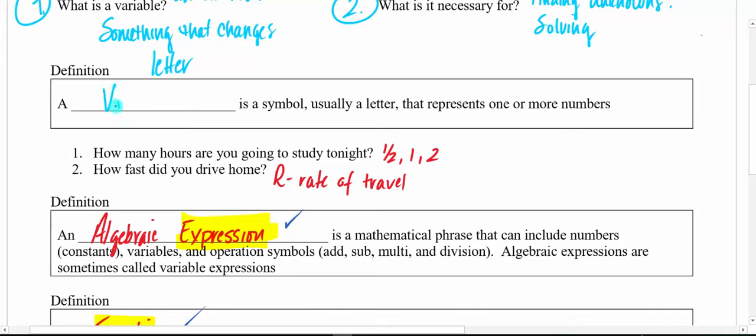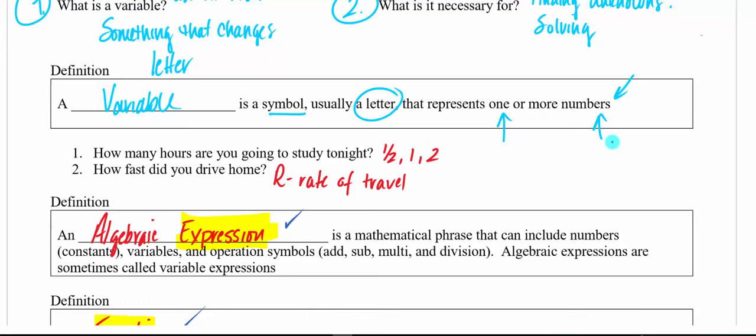So it says that a variable is a symbol, usually a letter, we said that hopefully, that represents one or more numbers. It can be lots of things. Sometimes we solve it for one, sometimes we want to change it so that we can see what different results come out of it, different outputs that come out of it.